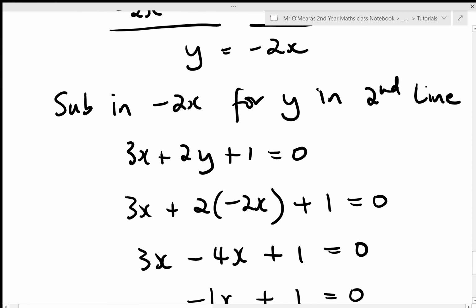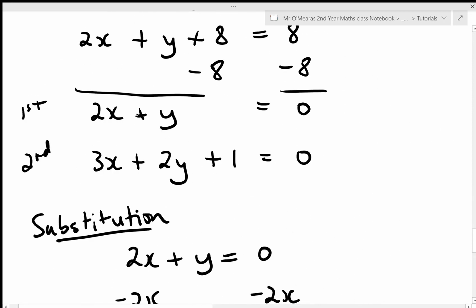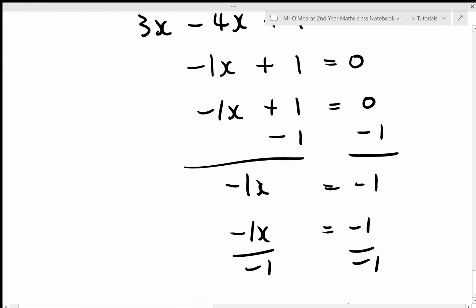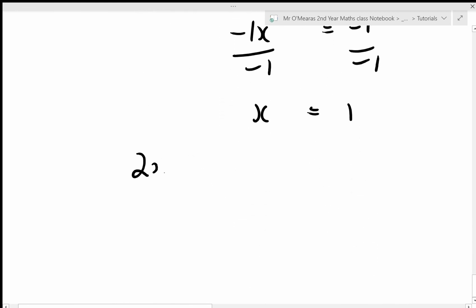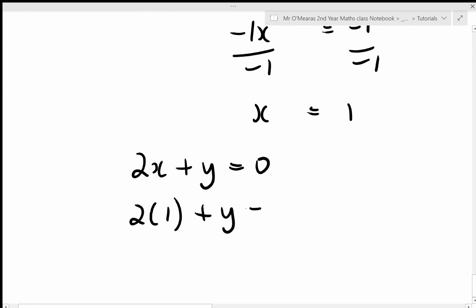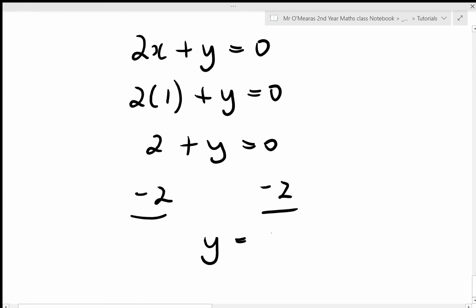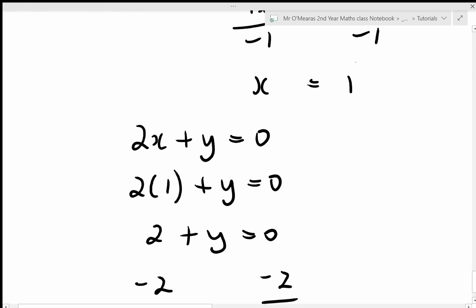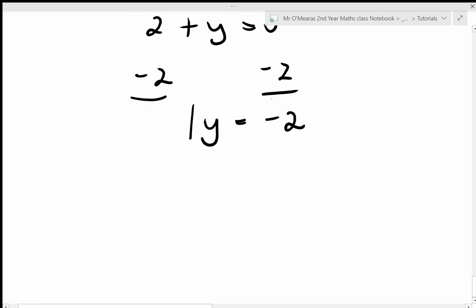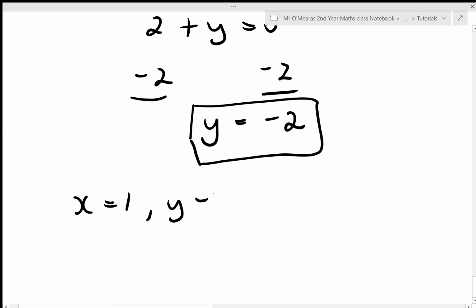So the simplest one to go back to is the very first one, 2x plus y equals 0. 2 times 1 plus y equals 0. 2 plus y equals 0. So again, we need to get y on its own, so we're going to subtract 2 from both sides. And we end up with y equals -2. Okay, so we have x equals 1, y equals -2.